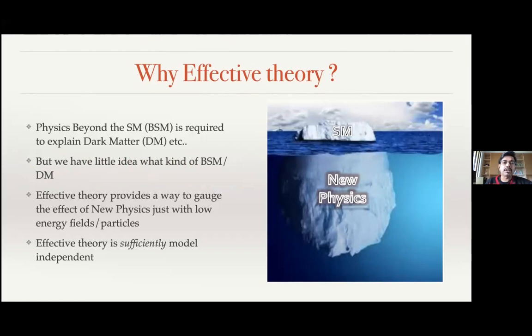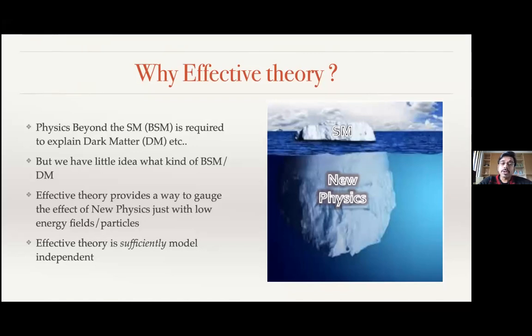Now we all know that physics beyond the standard model is motivated from different observations. And one of the examples that we are going to talk about is dark matter. But we have very little idea actually what kind of BSM we have on board. So effective theory provides a way to gauge the new physics with the low energy fields and particles. So that's an advantage. And second of all, it is sufficiently model independent. However, we will see examples where we can just build an effective dark matter theory without much prior knowledge of what the full UV complete model is.